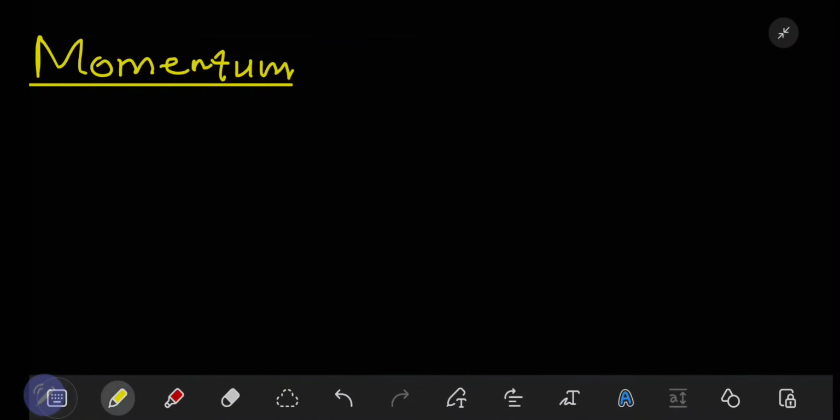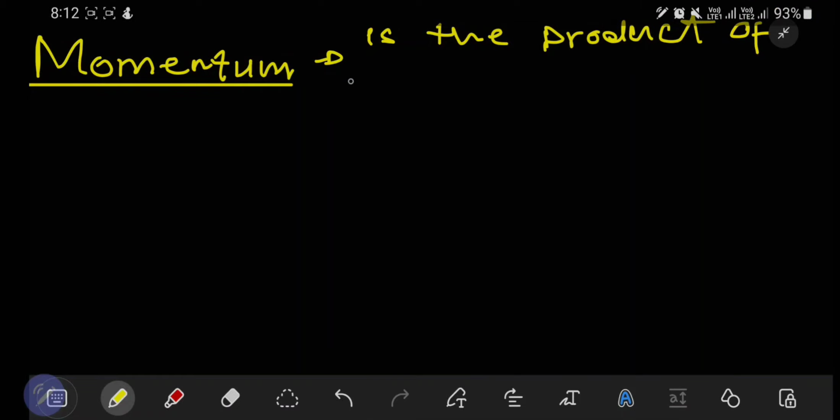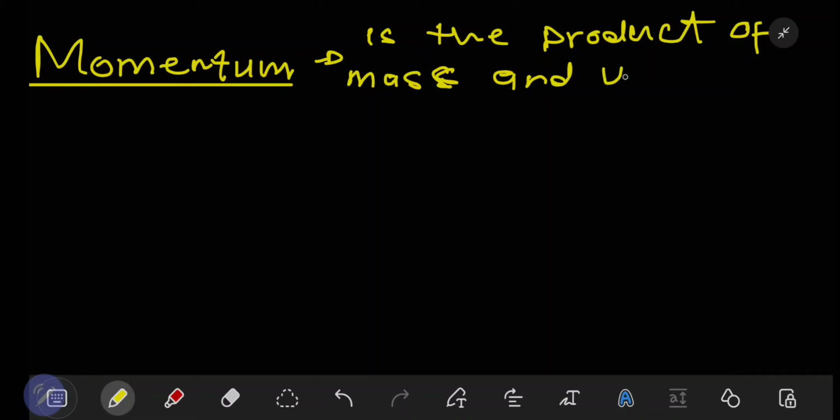Today I want us to check the concept of momentum. So what exactly is momentum? Momentum is the product of mass and velocity of an object.